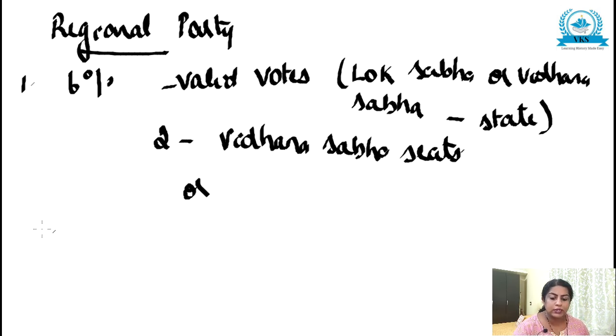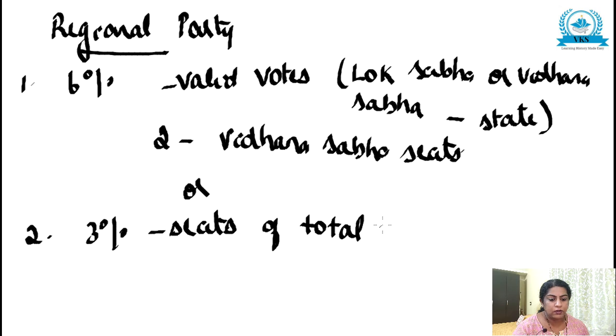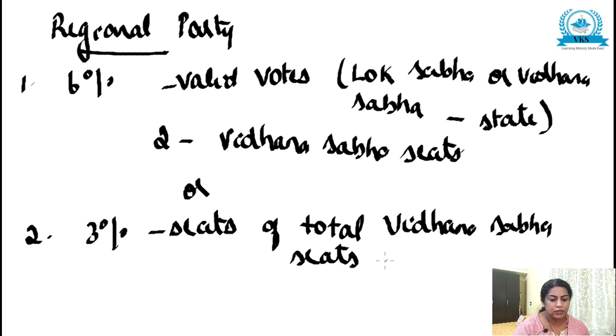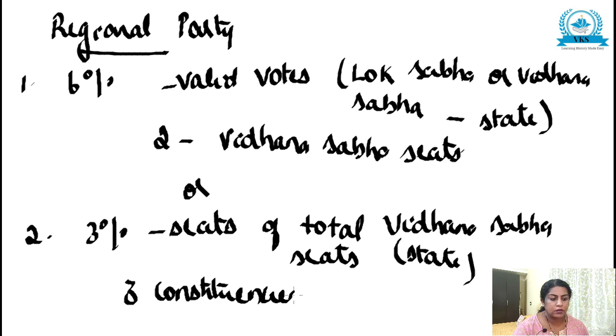Or the second criterion is 3% of the total Vidhan Sabha seats in the state, or one more, success in three constituencies. So these are the criteria for a party to be recognized as a regional party.